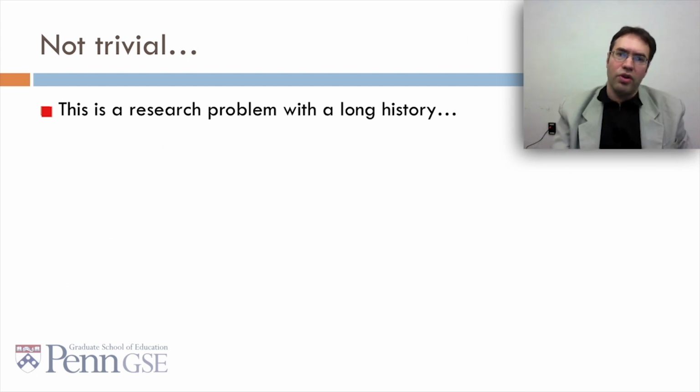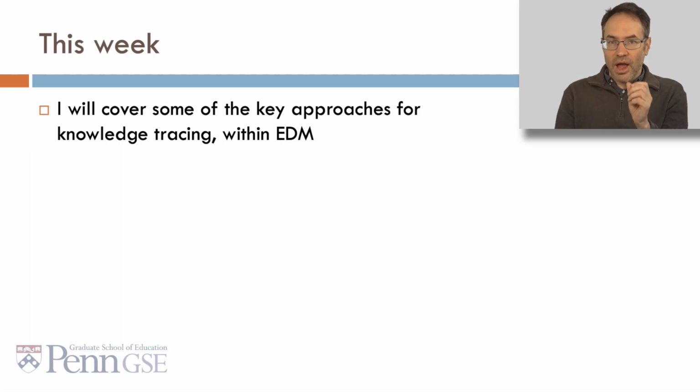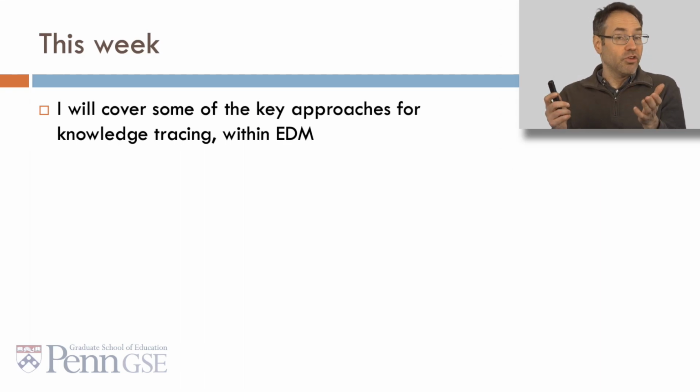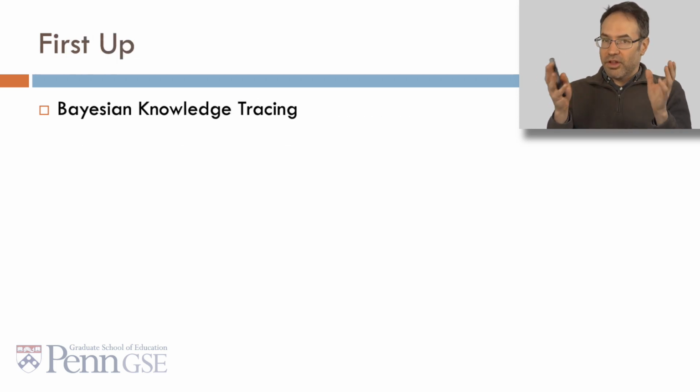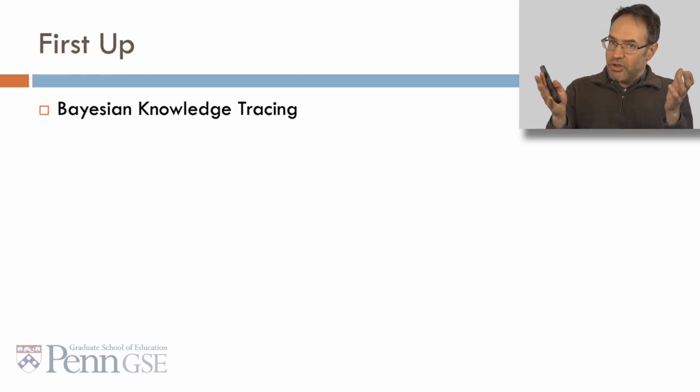This is not trivial. It's a research problem with a long history, back at least 50 or 60 years. So this week, I'm going to cover some of the key approaches for knowledge tracing within educational data mining. First up, the classic, the one that people typically use in the largest number of learning systems, Bayesian knowledge tracing.